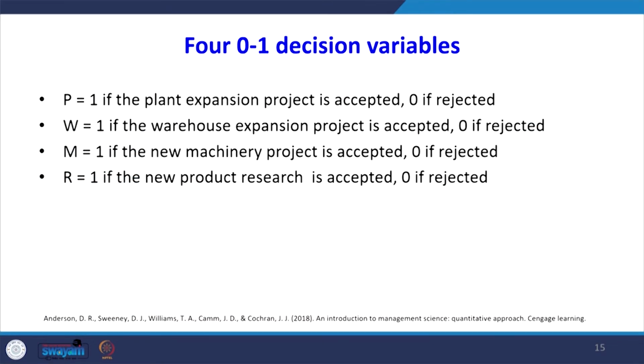Now, we are going to introduce 0-1 decision variables. P equal to 1 if the plant expansion project is accepted, 0 if rejected. W equal to 1 if the warehouse expansion project is accepted, 0 if rejected. M equal to 1 if the new machinery project is accepted, 0 if rejected. R equal to 1 if the new product research is accepted, 0 if rejected. Now, these decision variables are binary.